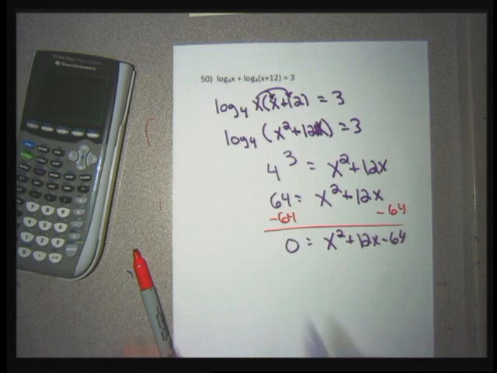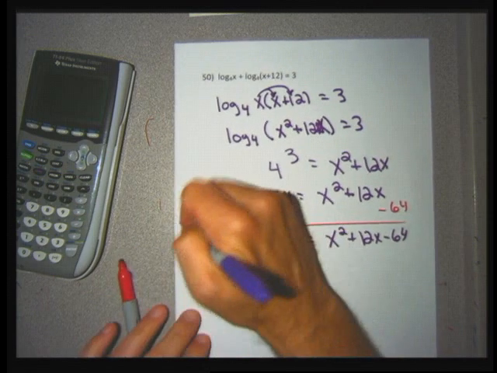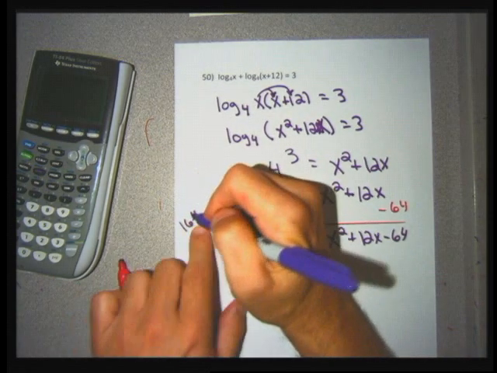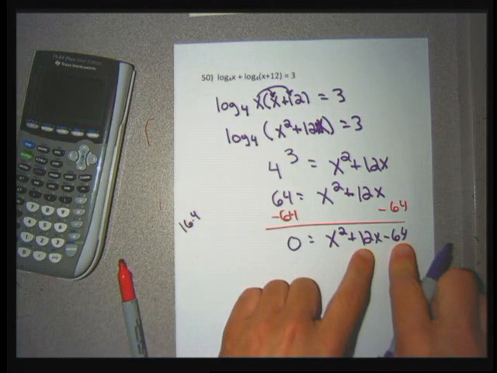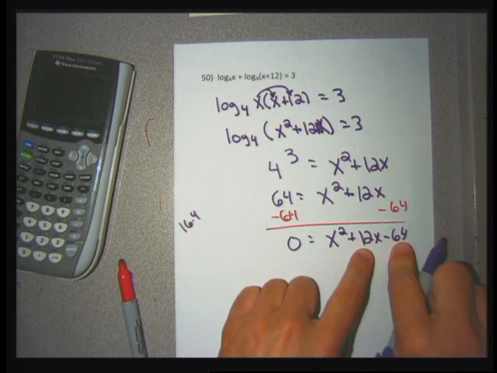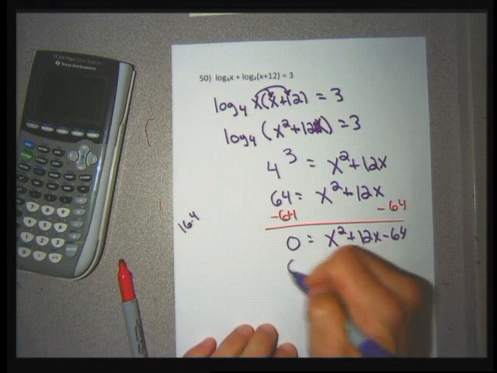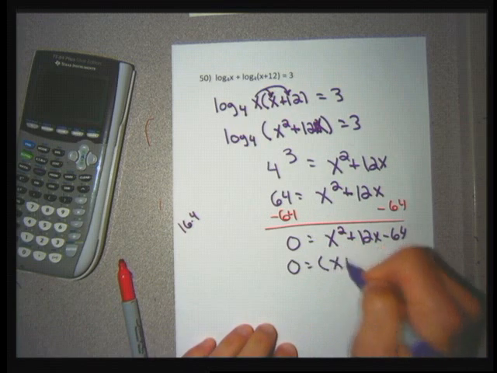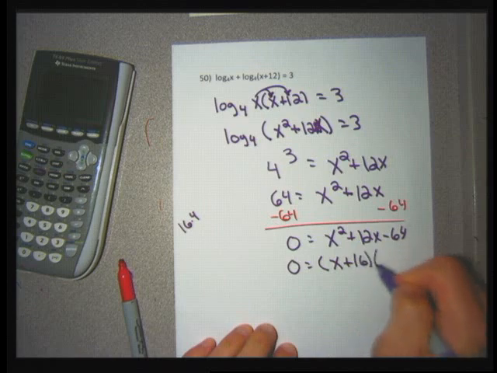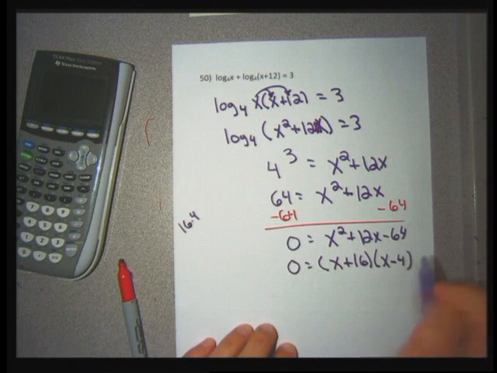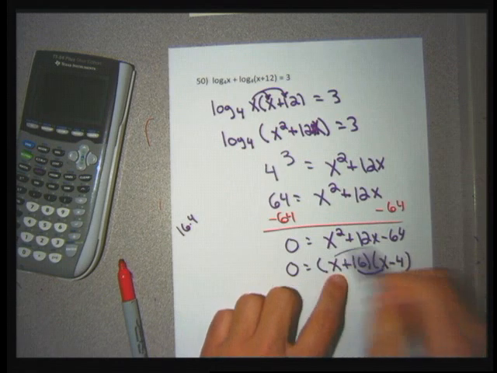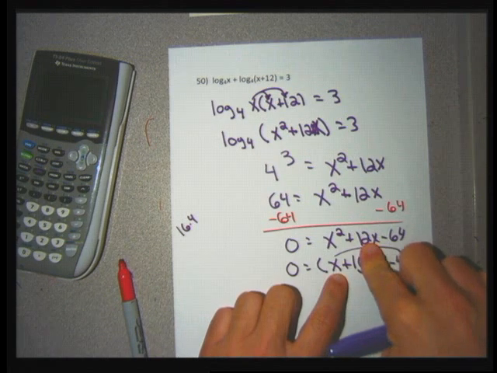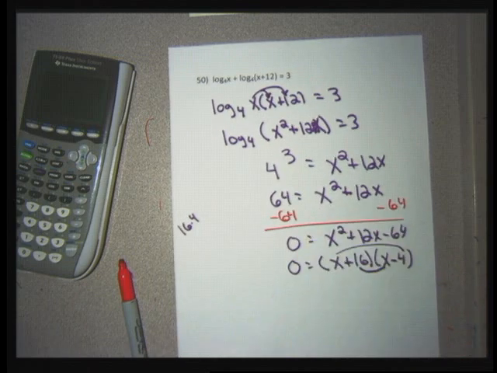I need a plus and a minus, and I think it's going to be 16 times 4 for my last, because 16 times 4 is 64 and 16 minus 4 is 12. If I couldn't factor this, I could use the quadratic formula, but I can factor this. This factors into x plus 16 times x minus 4. You can FOIL it to check if you want to, but the inners are 16x, the outers are minus 4x. That's going to give me my 12x, and the last works as well.